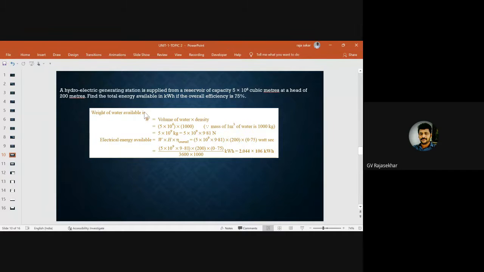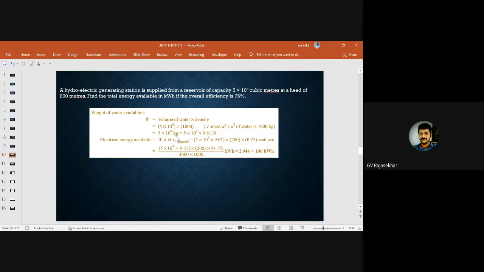So weight of water available W is equal to volume into density. See here, the mass of 1 meter cube of water is 1000 kg. That means density can be taken as 1000 kg, if not given. So volume is given here. Reservoir capacity is nothing but the volume. So volume is 5 into 10 to the power of 6. So here 5 into 10 to the power of 6 into 1000 gives weight of water available.